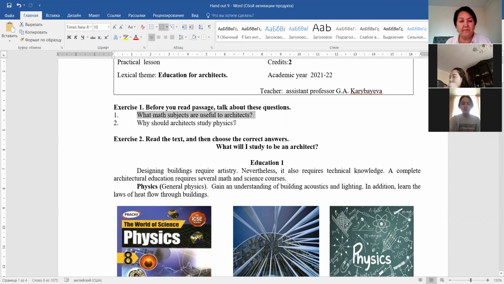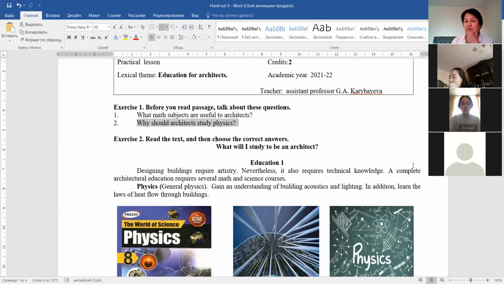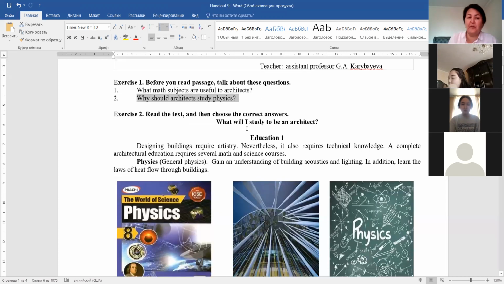The next question. Why should architects study physics? To calculate physical things in a building. Such as what kind of physical things? Heat flow through a building. Yeah, to calculate heat flow through buildings. Okay, and we can get the answers to these questions from the text.